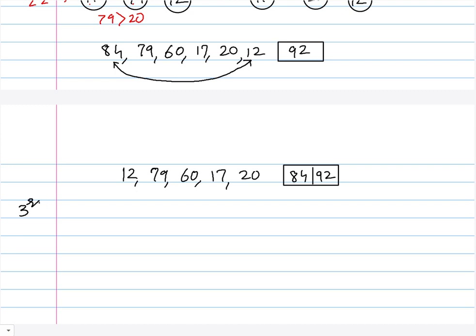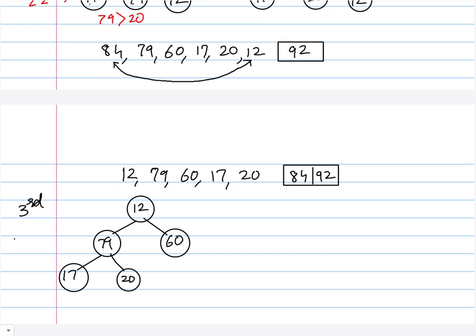Now we'll go with the third phase, or third pass. Let us create the heap. So 12, 79, 60, then you are having 17 and 20. At level 1 we are having two nodes, 79 and 60. Higher one is 79, so we'll check 79 with the root. Root is 12, so definitely this will exchange. So after swapping, root will become 79 and here it will be 12.